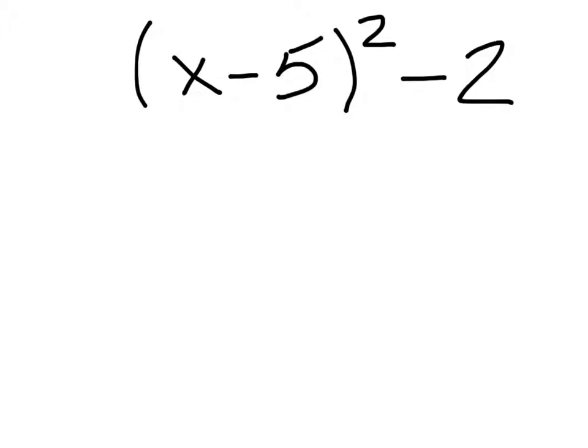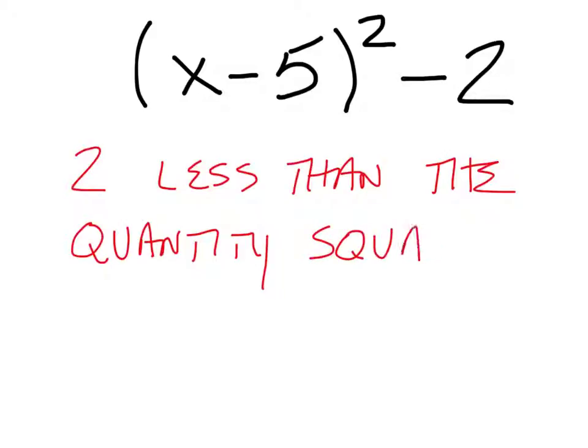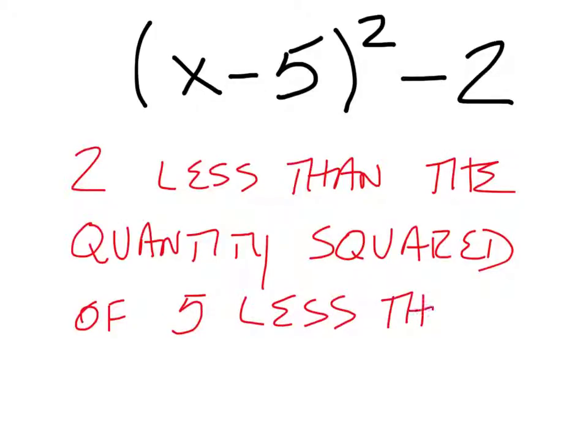What about this one? Darnell's going to go for it. 2 less than the quantity squared of 5 less than a number. He's right. It's a lot to write. 2 less than the quantity squared of 5 less than a number. That's it.